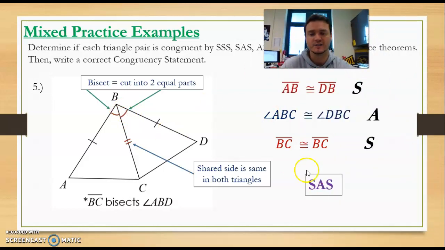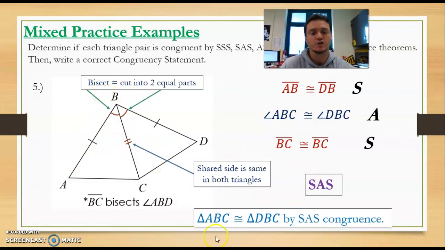And we would be able to actually write a congruency statement here because we have the letters on the triangles. So we could say triangle ABC is congruent to triangle DBC by SAS congruence. This is something that you just want to be aware of as you move forward, preparing for the test and whatnot.